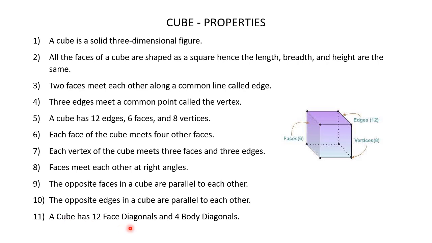A cube has 12 face diagonals and 4 body diagonals. Now, if you consider this face of the cube, then this face has 2 diagonals. So each face of a cube has 2 diagonals. Since there are 6 faces, a cube has 6 multiplied by 2, that is 12 face diagonals. And as you can see in this diagram, there are 4 body diagonals. One from this vertex to this vertex, one body diagonal from this vertex to this vertex, one body diagonal from this vertex to this vertex, and the fourth body diagonal from this vertex to this vertex. So a cube has 12 face diagonals and 4 body diagonals.